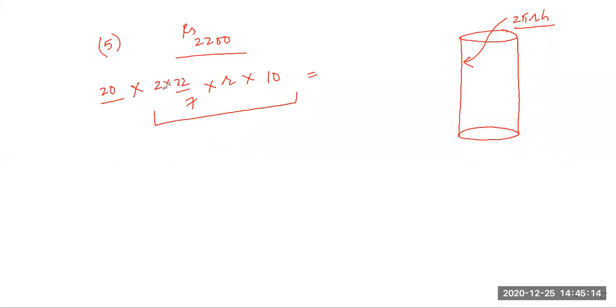Are you understanding? Or you're doing something else? You have done this? Oh, okay. So 20 rupees is the cost per meter square. So total cost will be this. Now you can continue. So this is equal to 2200. Now we want to find the inner curved surface area of the vessel. All right. So now we will find out R.